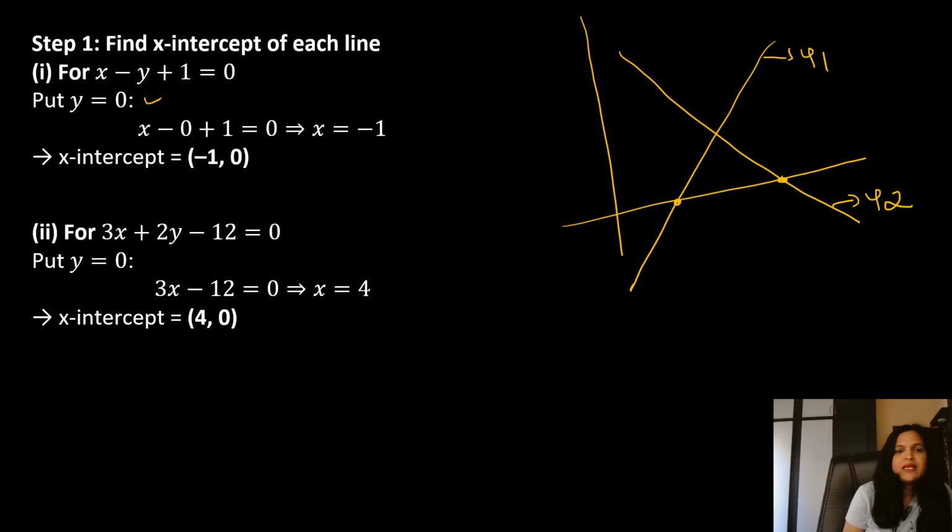Y equal to 0, then x minus 0 plus 1 equal to 0. X equal to how much? This plus 1 comes to this side, this becomes minus 1. Therefore, your point of intercept on the x-axis is minus 1, 0. Then the second point is for 3x plus 2y minus 12.